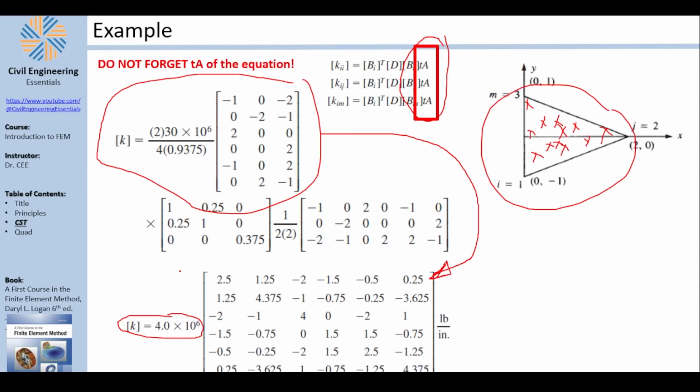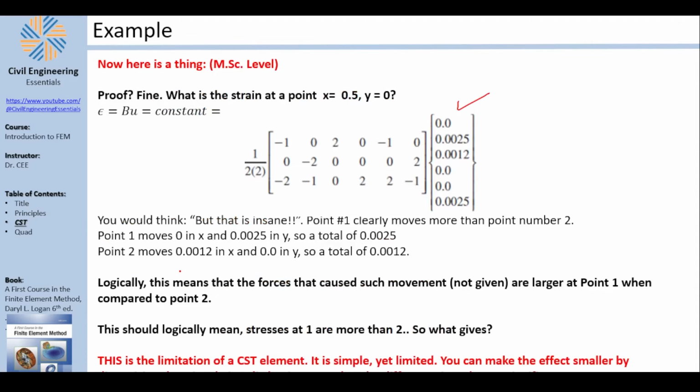Now, this is the insanity in our CST triangle. Because look, point 1 clearly moves more than point 2. You can see it here and here in comparison. So logically this means that the force should be higher, which should cause a larger stress. Well, what gives? That's a question you would ask as an MSc level student. And the answer is, once again, like the BSc, this is the CST element. And this is the limitation of the CST element.